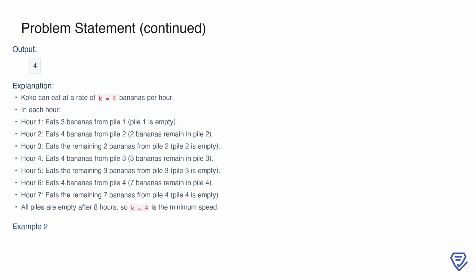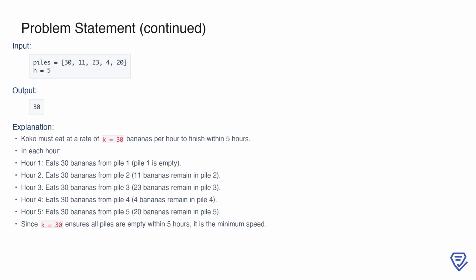In the fourth hour, she eats 4 bananas from the third pile, leaving 3 bananas there. In the fifth hour, she finishes the remaining 3 bananas from the third pile. In the sixth hour, she eats 4 bananas from the fourth pile, leaving 7 bananas there. Finally, in the seventh and eighth hours, she finishes the remaining 7 bananas from the fourth pile. By the end of the 8 hours, all piles are empty, and we see that k equals 4 is the minimum eating speed required. Now let's consider another example.